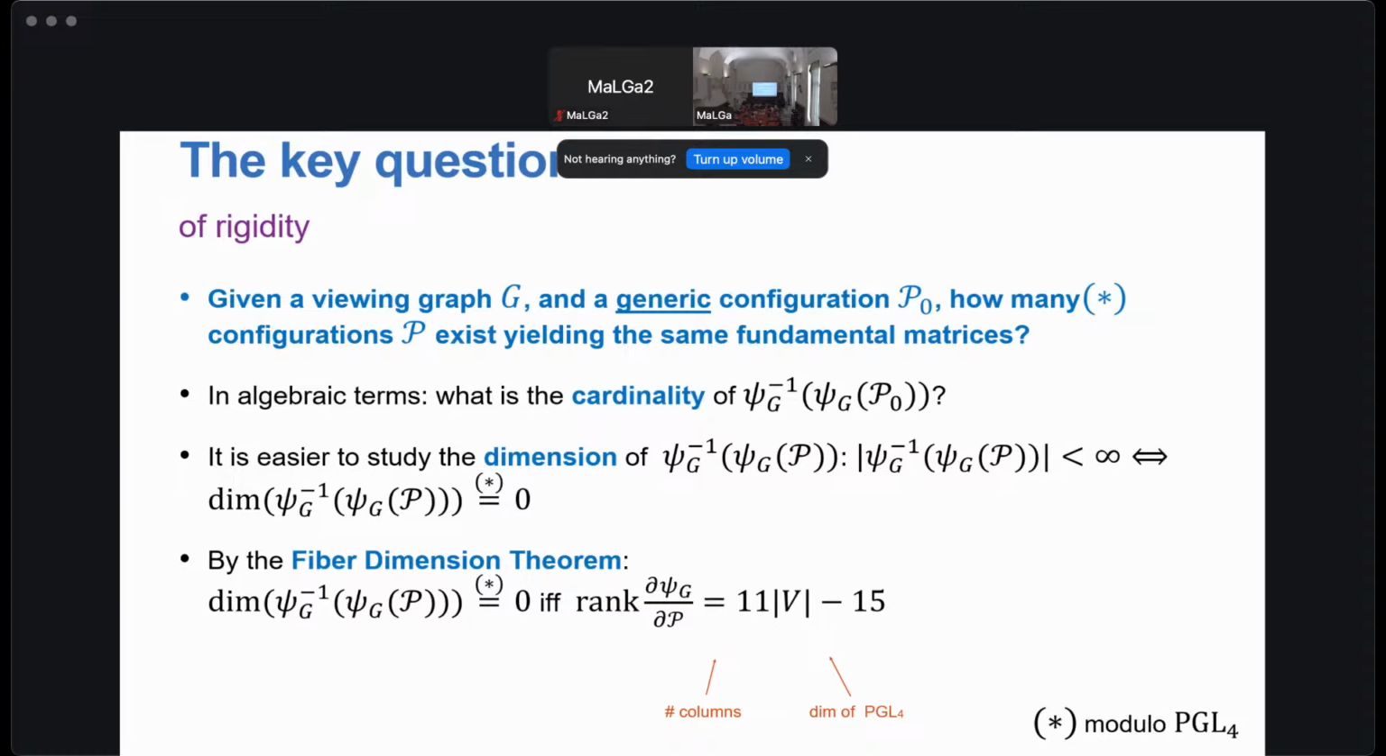Of course, studying the cardinality of this requires solving or counting the solutions of a polynomial system of equations, which is computationally hard. And so we relax our request. So we study the dimension of this object. The dimension of this fiber can be finite or infinite, of course. If it is finite, it is more or less like if it was unique. If it is infinite, we are in a flexible situation. So instead of asking exactly how many solutions there are, we ask, are they finite or infinite? And for this, only the dimension of this fiber is needed.